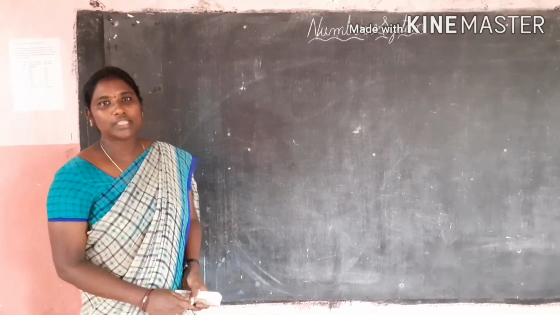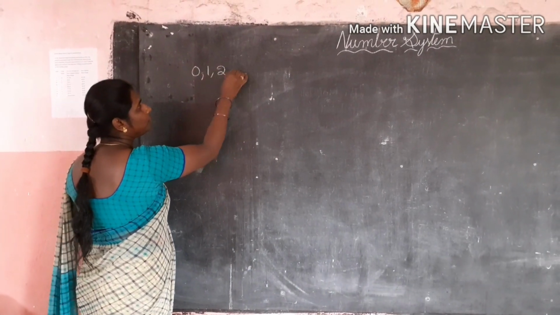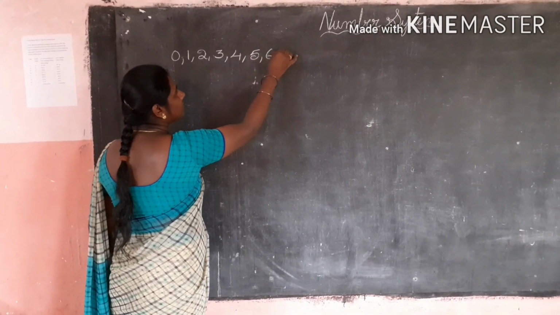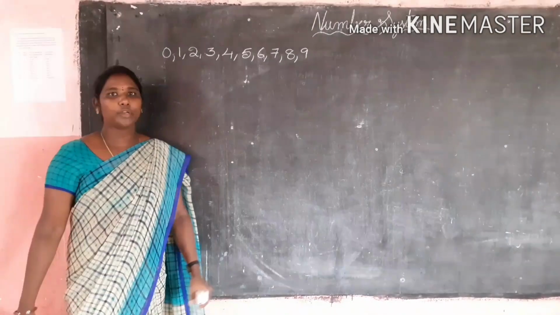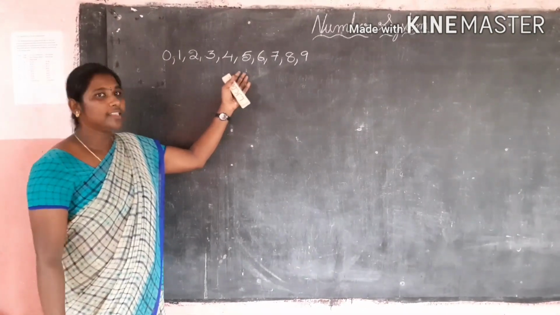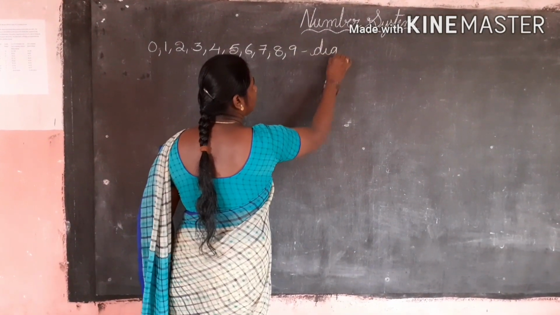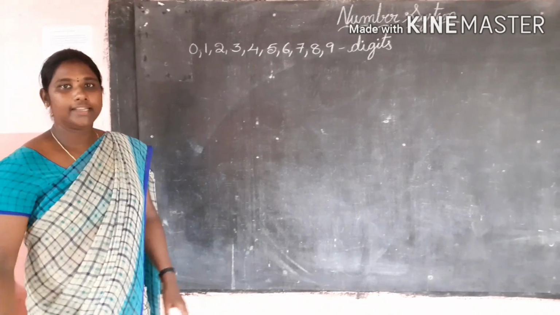Numbers are formed using 10 symbols: 0, 1, 2, 3, 4, 5, 6, 7, 8, 9. These 10 symbols are called digits.